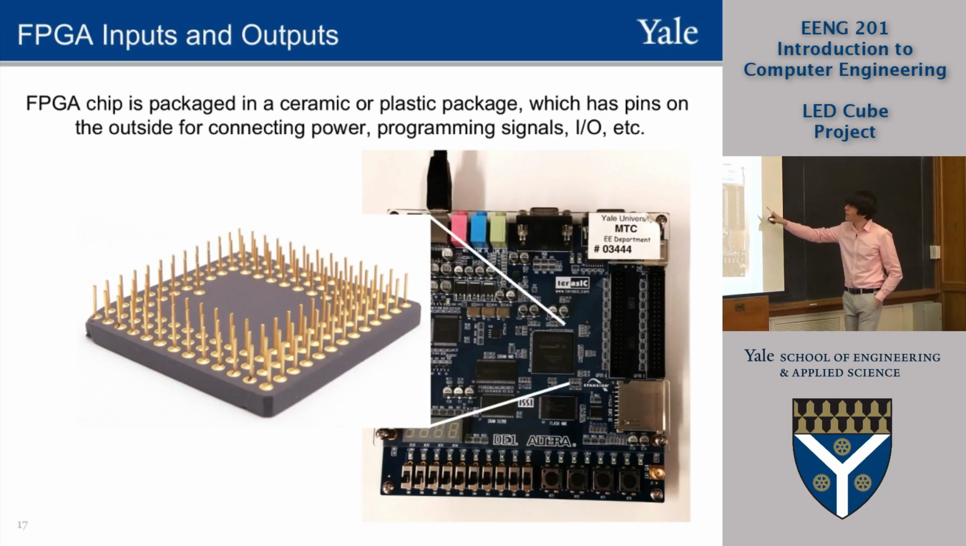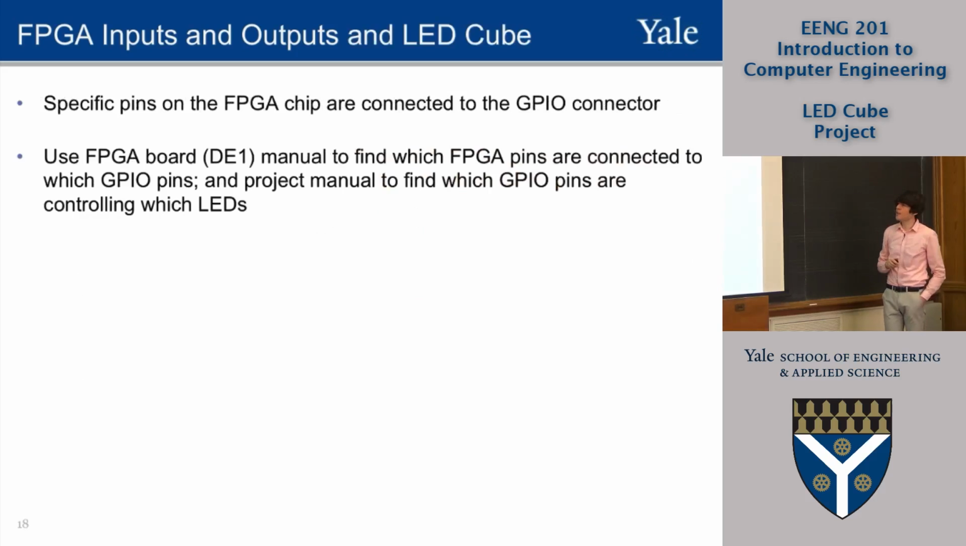So when there's a connection between some external wire and a pin on the GPIO, there's also an internal electrical connection on the PCB board between that pin and one of the pins on the FPGA chip. So that's how the FPGA chip interacts with the outside world.